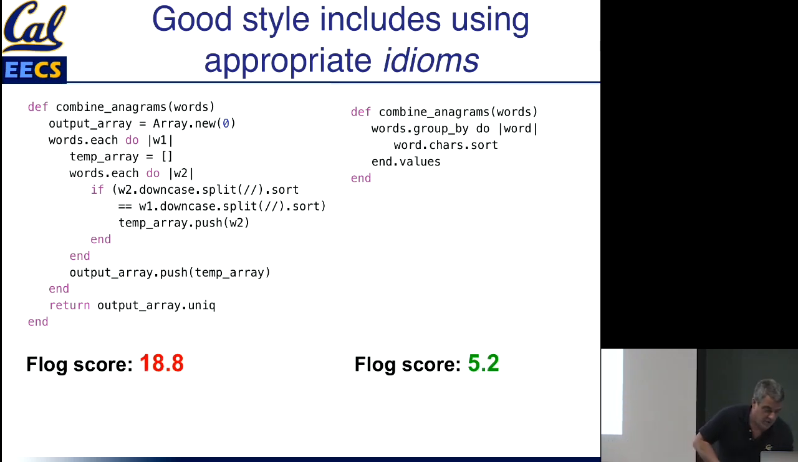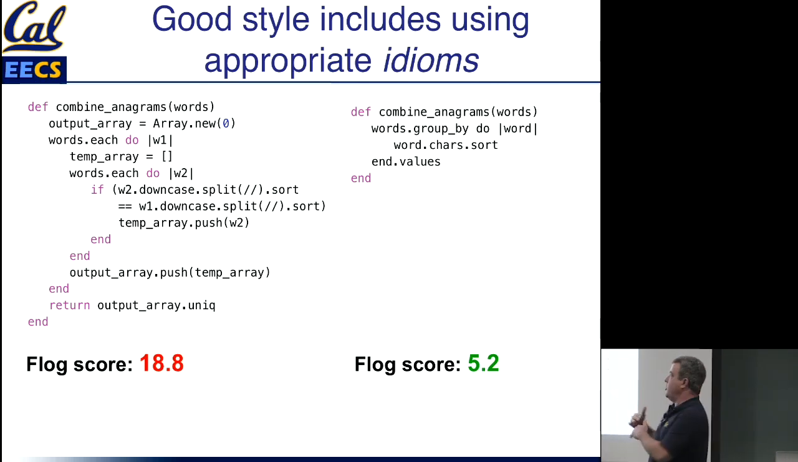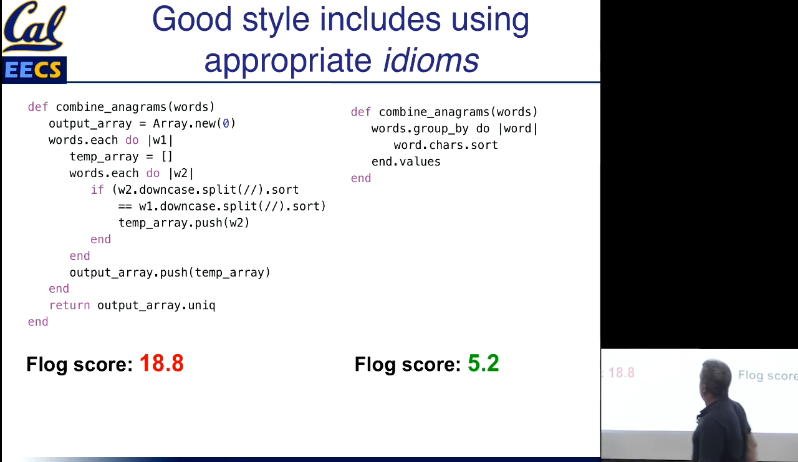So if you actually evaluate these against flog, not surprisingly, the flog score is a lot lower. It's not just that there's fewer lines of code or fewer tokens. It's that the control flow is a lot easier to understand. Like the version on the right does not have a nested conditional. This version's got 2 nested loops and a conditional inside the nested loop. It manipulates a separate assignment of this temp array.